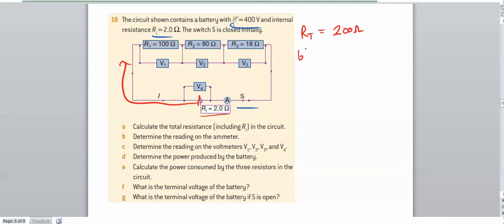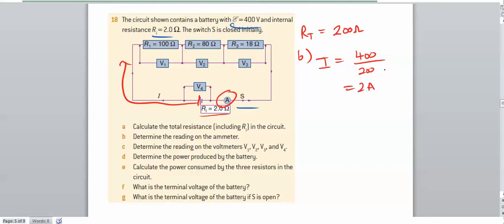So that's part A. Part B, determine the reading on the ammeter. Well, the ammeter's down here, and that's going to just be the total current for the system. So current is equal to voltage, 400, divided by the total resistance, which is 200. So that's going to be 2 amps.